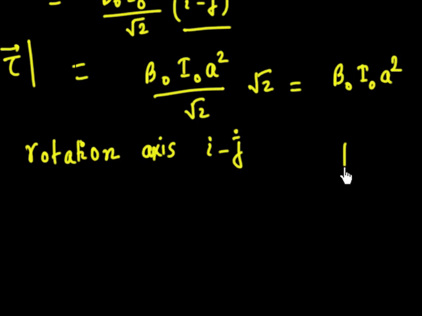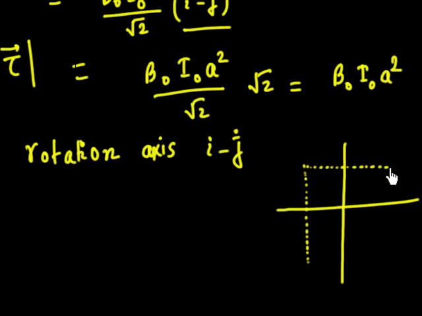So if you try to locate what is i minus j, you can see here. This is your loop. This side you have, this side also you have. So this is your axis, this is the rotation axis. Now i minus j: the vector i I will have on this side, and minus j vector I will have on this side, and both are of equal magnitude. So this means it will pass through this diagonal. Are you getting? So this is my rotation axis. So the axis of rotation is this.